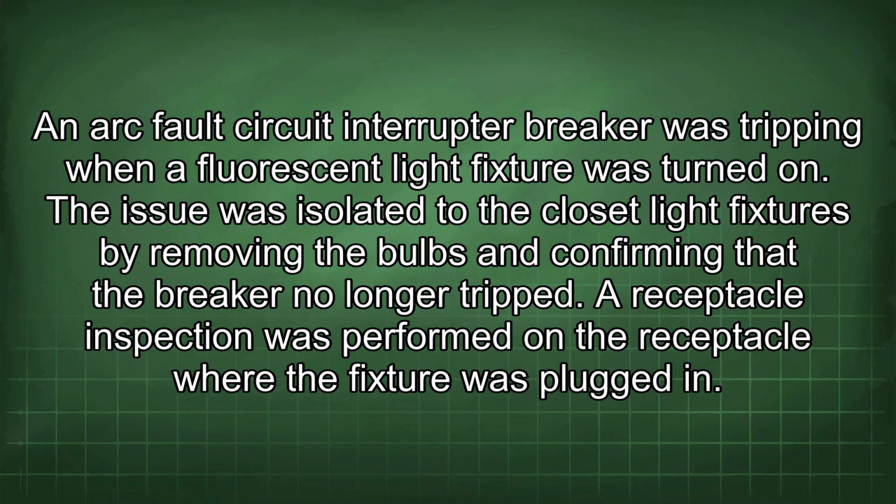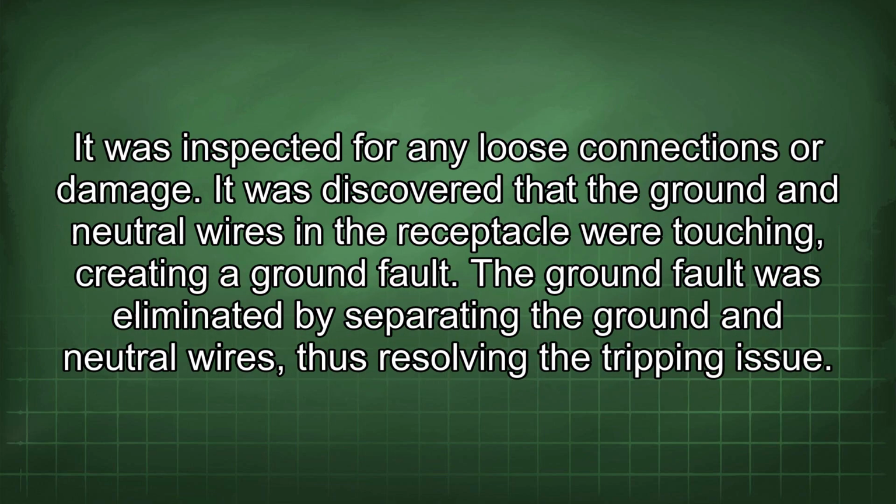An arc fault circuit interrupter breaker was tripping when a fluorescent light fixture was turned on. The issue was isolated to the closet light fixtures by removing the bulbs and confirming that the breaker no longer tripped. A receptacle inspection was performed in the receptacle where the fixture was plugged in. It was inspected for any loose connections or damage.